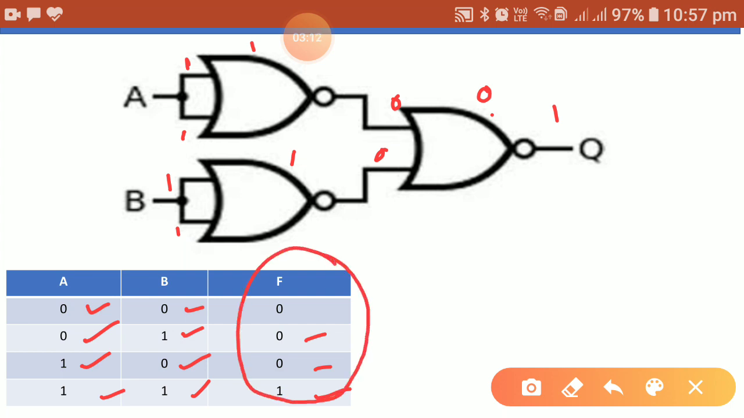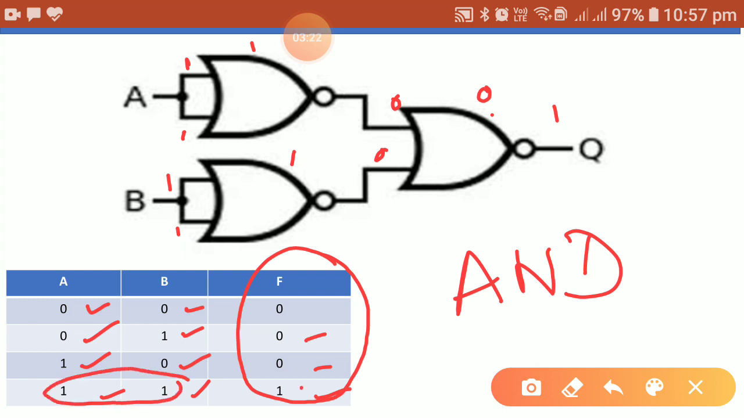Which truth table result is this? This is the result of AND, because in the AND case only, when all the values are 1, the result is 1. In the rest of the cases the result is 0, like this. So this logic circuit is implementing which gate? AND gate.